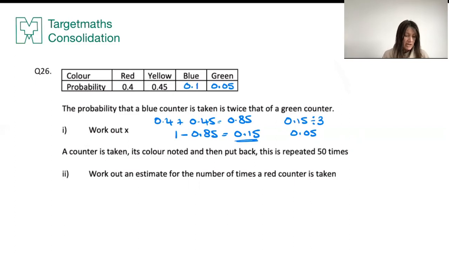So hopefully that one was okay. Definitely a little bit harder. So a counter is taken, its color noted and then put back. It's repeated 50 times and you needed to work out an estimate for the red. So I'm now only interested in red. That probability is 0.4. I'm going to times that through by 50 and it will give me an answer of 20.